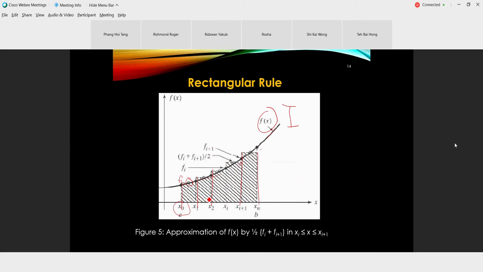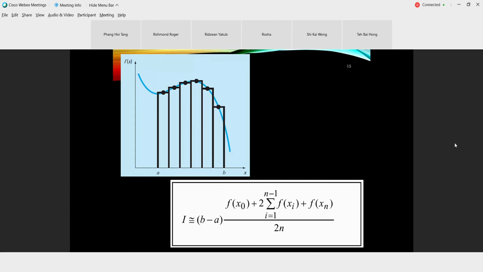So this border is basically f_i plus 2. Here, f_i plus 2. And then you increase, so this is f_i plus 3. Here, f_i plus 4, and so on. Okay, so when we combine all the functions to produce I total, the general equation using the rectangular rule is this equation.